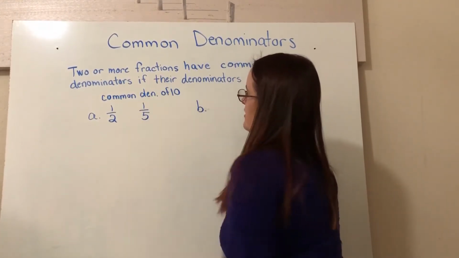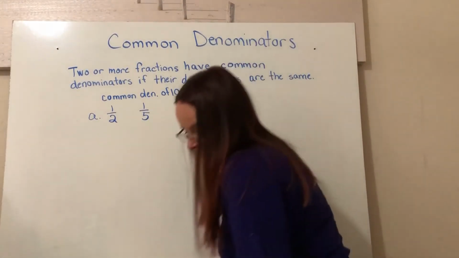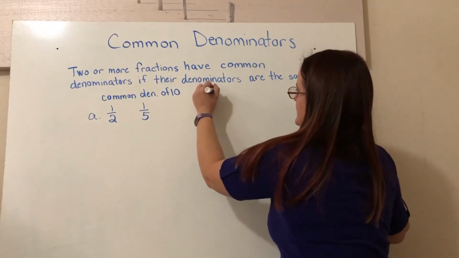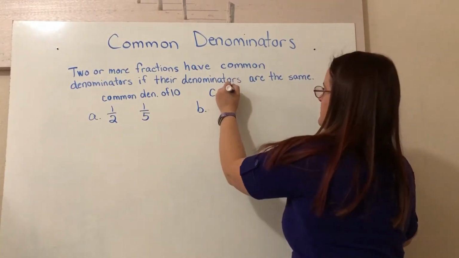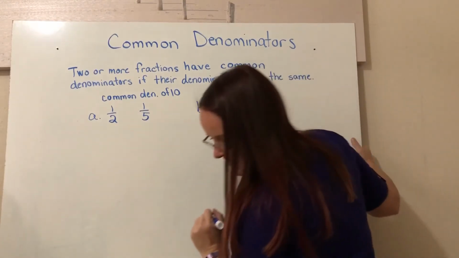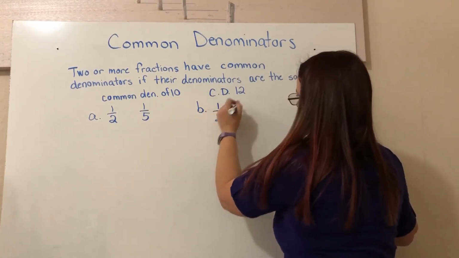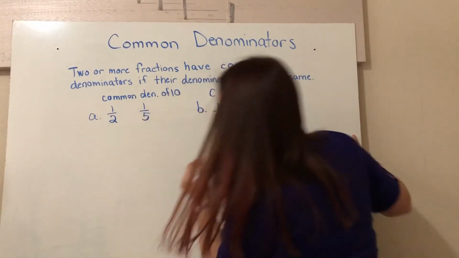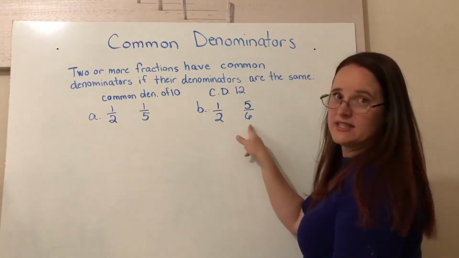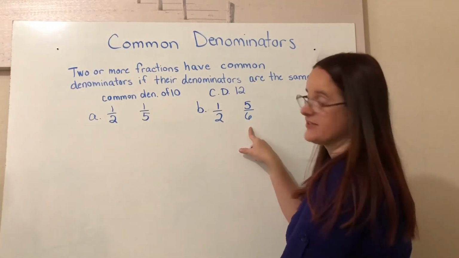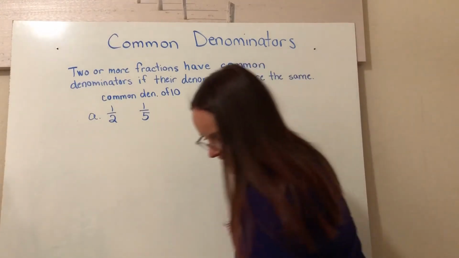So I'll write that up there, okay? For these, make it have a common denominator of 10. For B, it tells us, let's just do C, D for common denominator. B tells us common denominator is 12, and the fractions they give us are 1/2 and 5/6. So it doesn't want you to use the common denominator of 6 here. It wants you to find a common denominator of 12, okay?